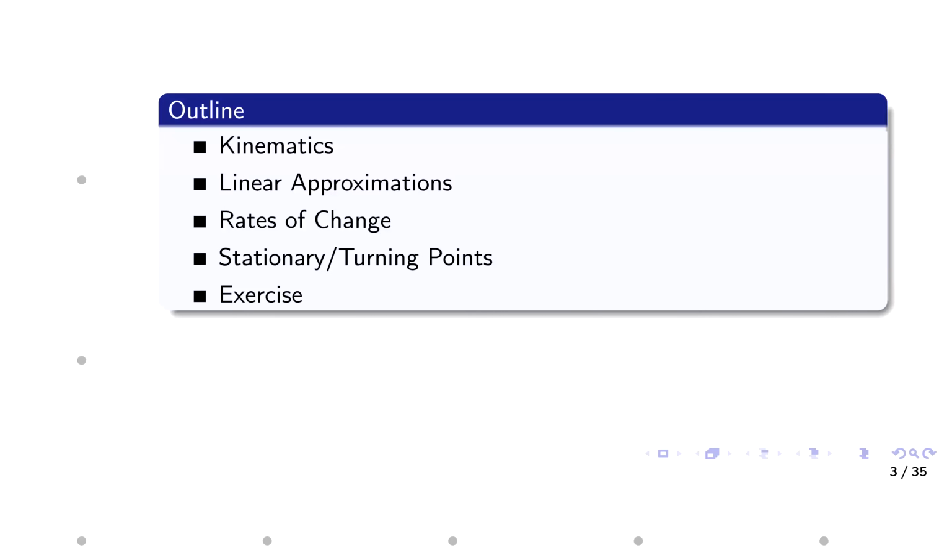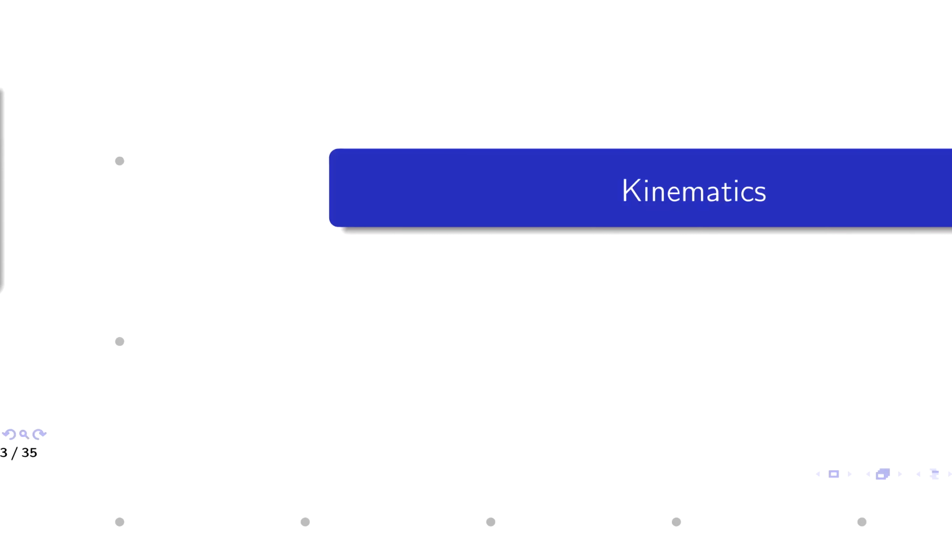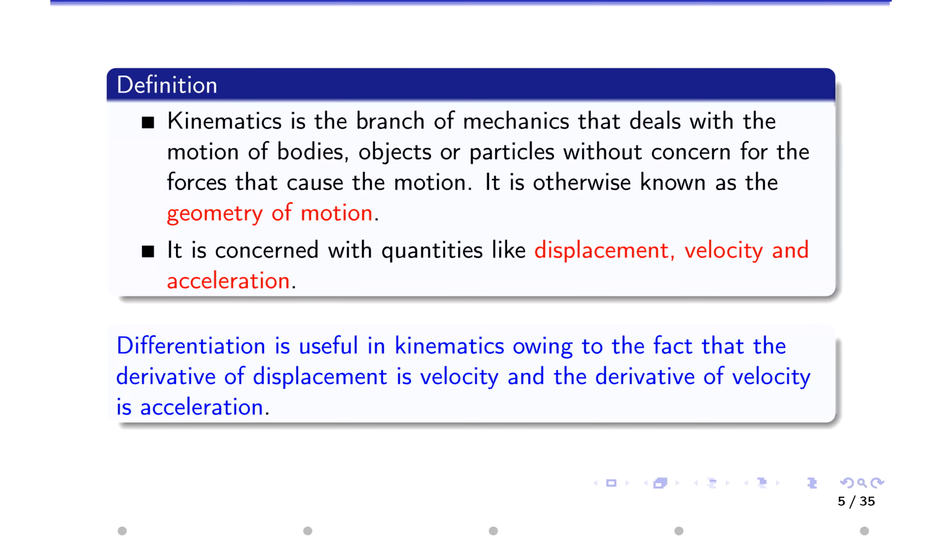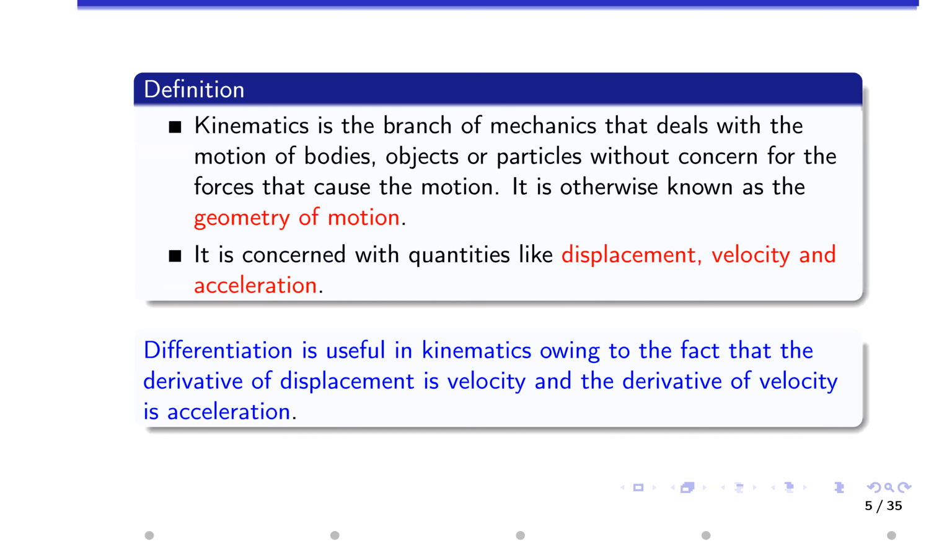Okay. And then the first one is kinematics. Straight to the point, you need to understand what kinematics is about. So kinematics is simply the branch of mechanics that deals with the motion of bodies, objects, or particles without concern for the forces that cause the motion.